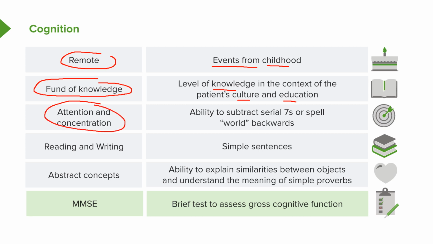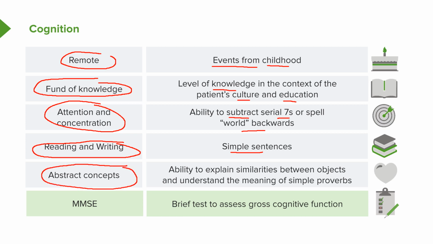For testing attention and concentration, you could ask them to subtract serial sevens or spell backwards. So that's a test of attention and concentration. Of course, for reading and writing, you could ask them to read simple sentences. For the ability to do abstract conceptualization, you could ask them to explain similarities between objects and understand the meaning of simple proverbs. They could use that example to arrive at similarities. Then you're testing for abstract concepts.